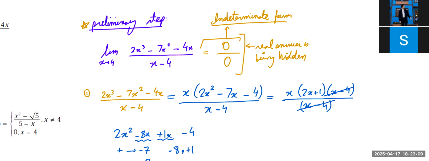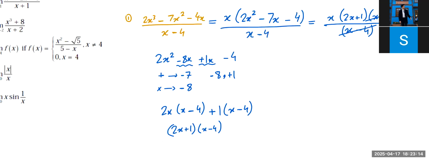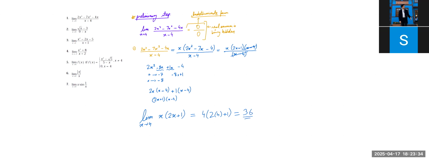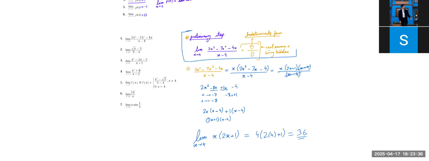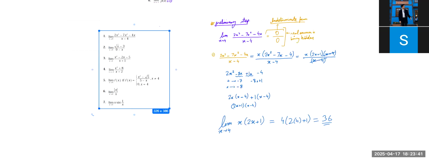So this makes our question into a new question. We have the limit as x approaches 4, not of all of that, but actually just of this, which is just going to be 4 times 2 times 4 plus 1, which is 36, because this is 9, and 9 times 4 is 36. That's your answer. So you see, the preliminary step will tell you what the issue is, and you will learn to spot what the issue is by using the preliminary step slowly as you do more questions.